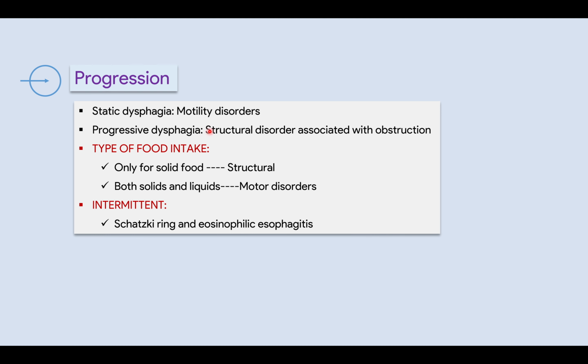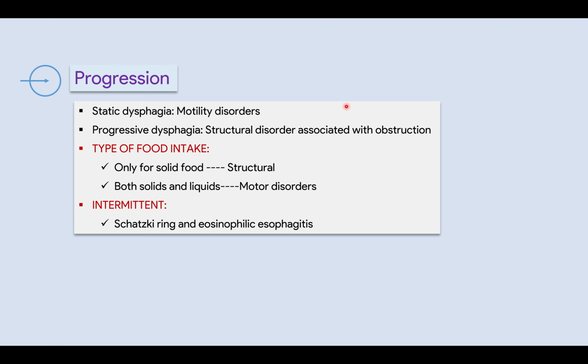And then the next is progressive dysphagia. That means there is a structural disorder associated with obstruction. For example, suppose the patient has a structural disorder like cancer or an esophageal neoplasm. Initially the neoplasm is a small growth, so they may have difficulty only with solid food. However, as the disease progresses and the obstruction becomes more severe, they also have difficulty taking liquids. So that means it's a progression. Initially they could have obstruction with solid food only, then semi-solid food, and then also liquid. That means the disease has been progressing. This is the classification based on the progression.